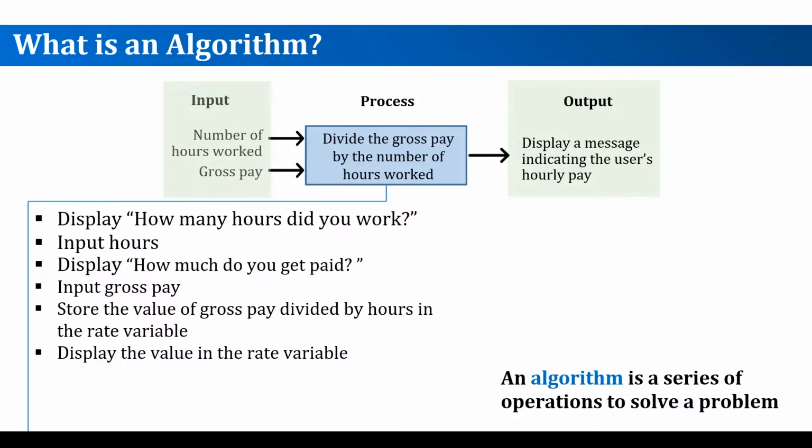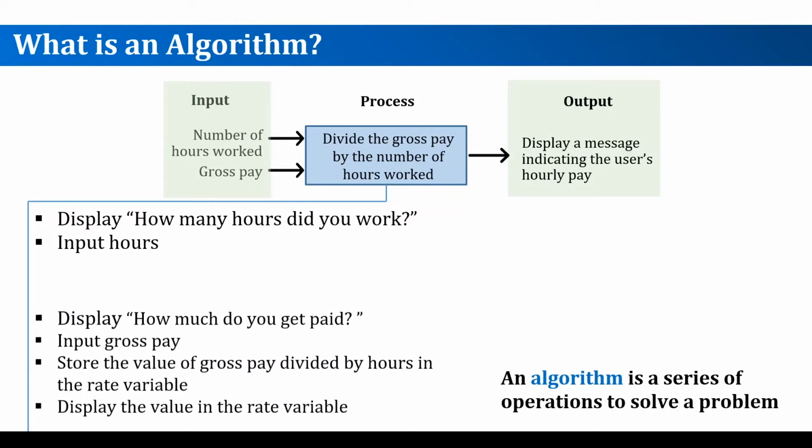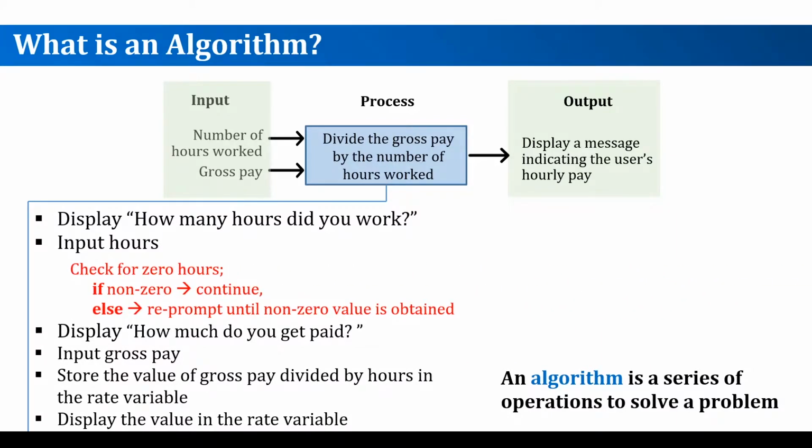A better algorithm would be the one that checks whether the number of hours entered by the user is 0. If it's non-zero, then we are good to go, and we can proceed by asking the user for the gross pay. If it's 0, however, we should take action. For example, we could print an error message and exit. Better yet, we could prompt the user for another input after printing a warning message that says the number of hours can't be 0. This would be a better algorithm.